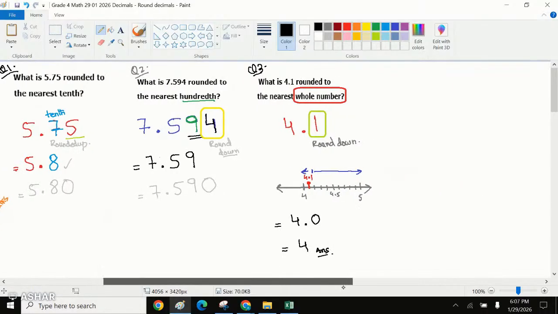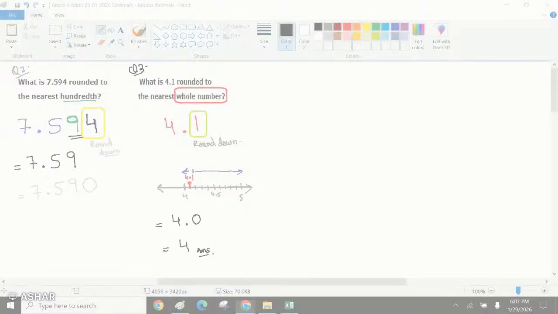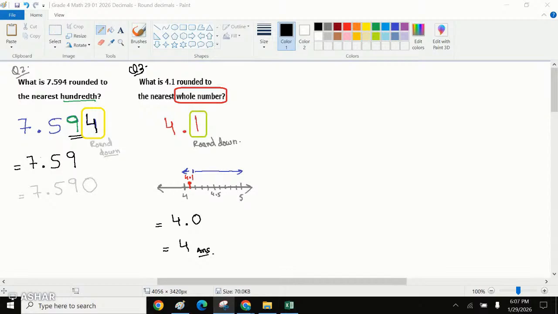Moving ahead to the next question. The next question says, what is 4.529 rounded off to the nearest tenth?